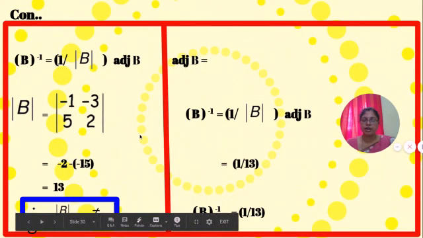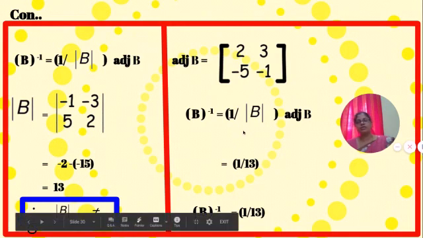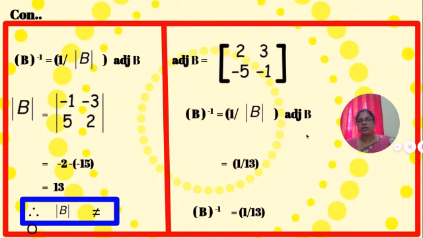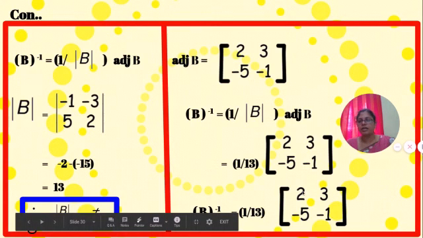So B inverse exists. We have found the value of modulus B. Now we have to find adjoint B. My adjoint B is [[2, 3], [-5, -1]]. We have to exchange the elements in the main diagonal, and we have to change the sign for the other two elements. So now we have the value for mod B and for adjoint B. I am substituting the values, and B inverse is equal to 1 by 13 into [[2, 3], [-5, -1]].